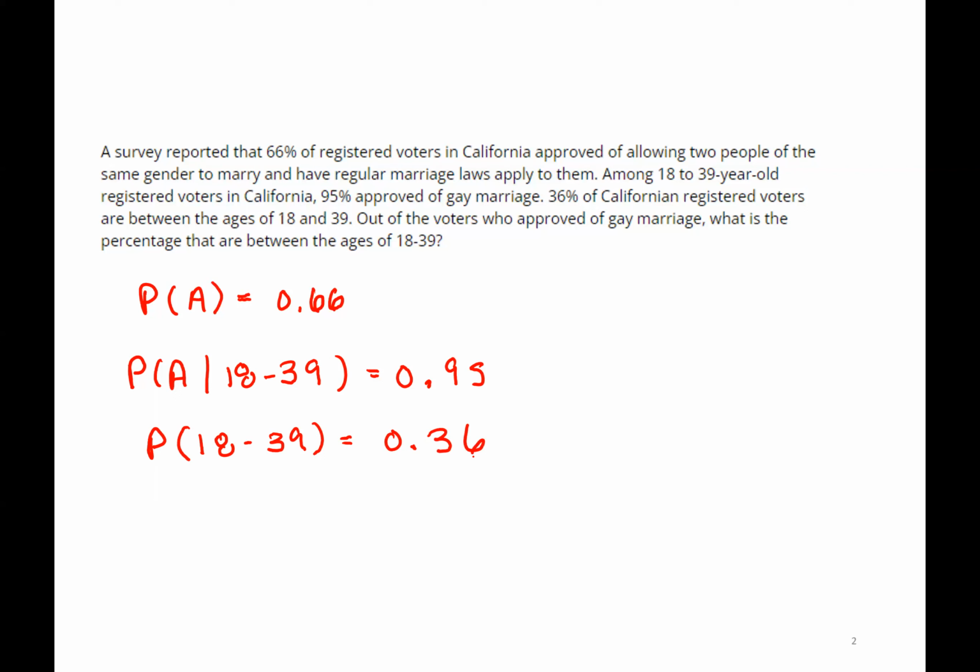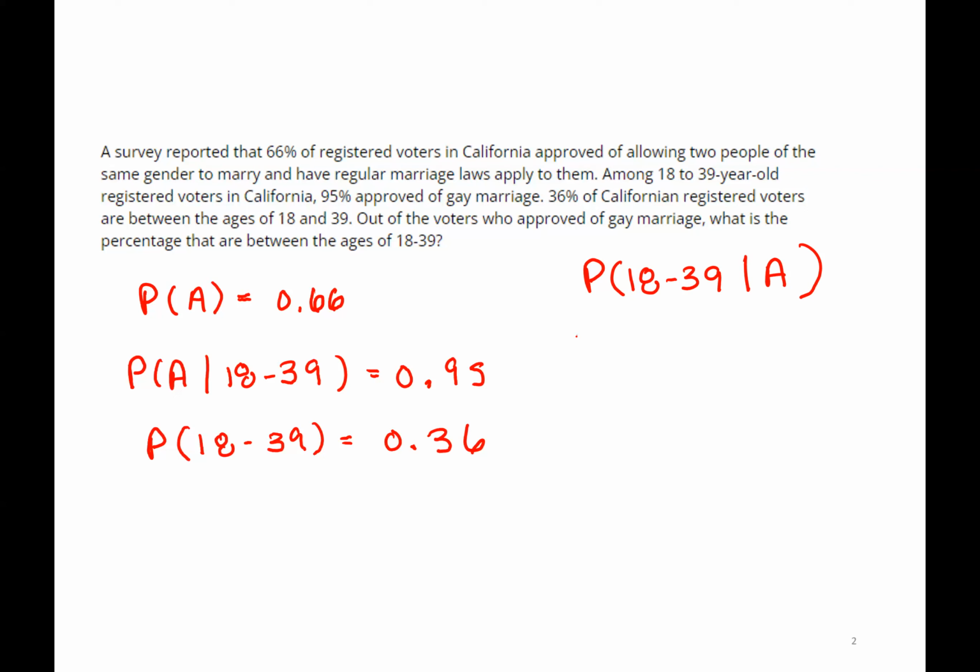Okay, now what are they asking me? Out of the voters who approved of gay marriage, what percentage are between the ages of 18 and 39? So now you're only looking at the group of people who approved this measure, or say they approved this measure. So now your sample space is only the people who approve it. And you want to know, out of the people who approve of it, how many of those are 18 to 39? So what you're looking for is the conditional. How many of those voters who approve are between the ages of 18 and 39? So you're looking to find the conditional in the opposite direction of what you got.